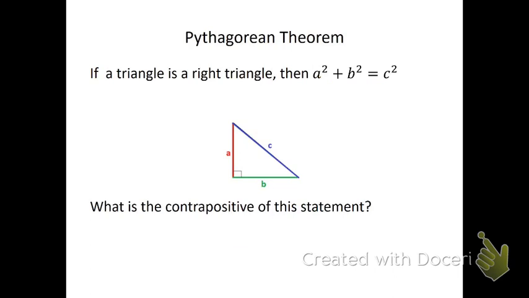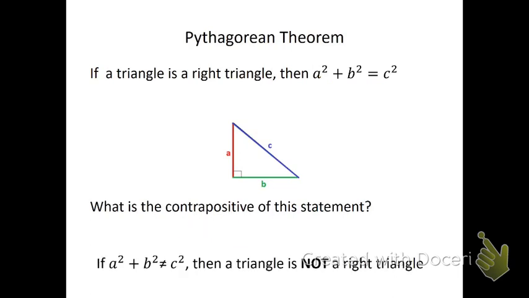And so what I want us to think about right now is, what is the contrapositive of this? Hopefully we can remember what a contrapositive is. Here's what it is: it's when I interchange the hypothesis and the conclusion, and then I negate both of them. So basically what it's saying is, if a squared plus b squared is not equal to c squared, notice I negated that statement, then the triangle is not a right triangle.